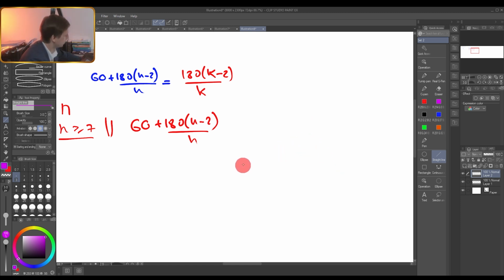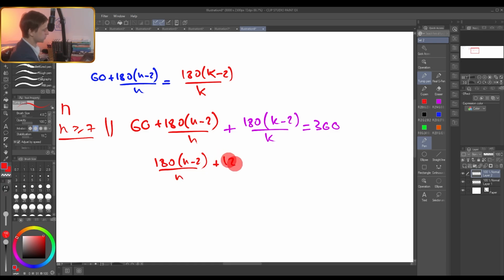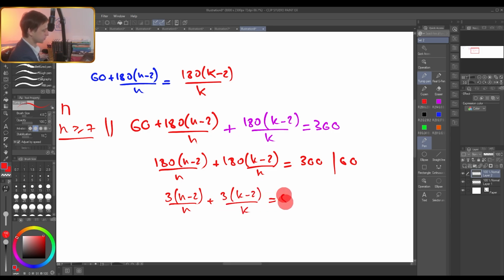So it means that we can write that plus 180 times (k minus 2) over k equals 360. Perfect. We have a simple equation here, but n and k, very important, are integer numbers. So it means that 180 (n minus 2) over n plus 180 (k minus 2) over k equals 300. Immediately I want to divide everything by 60, so it will be 3 times (n minus 2) over n plus 3 times (k minus 2) over k equals 5.